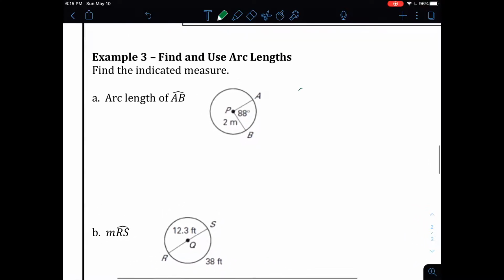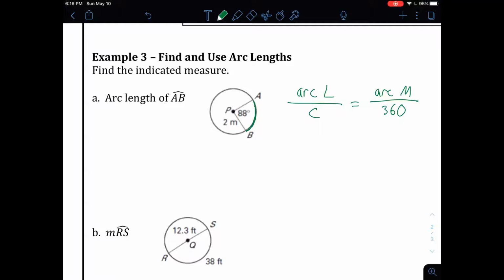Okay, so the formula is arc length over C. Well, I'm not going to write that out. Yeah, we'll leave that for now. Equals arc measure over 360. A whole circle is 360 degrees. Okay, so we're looking for the arc length of AB, which is this right here. We're looking for this distance right here.